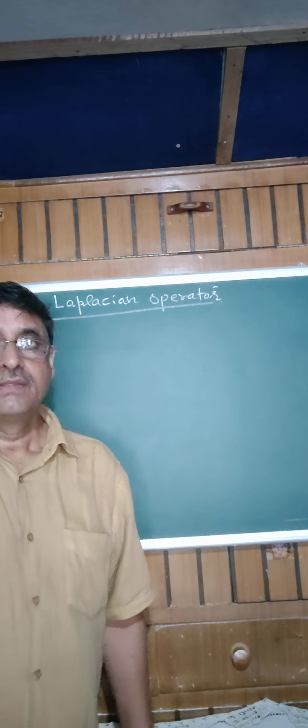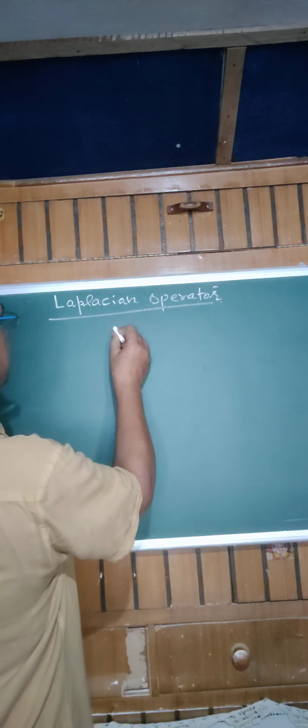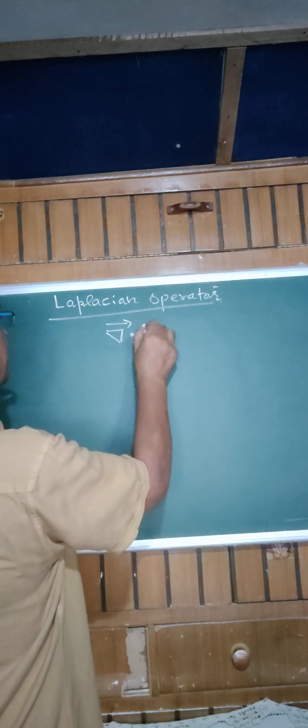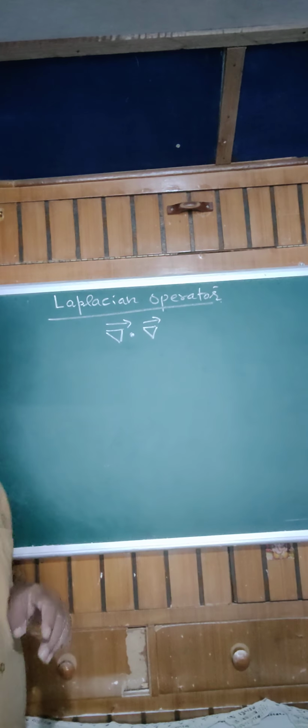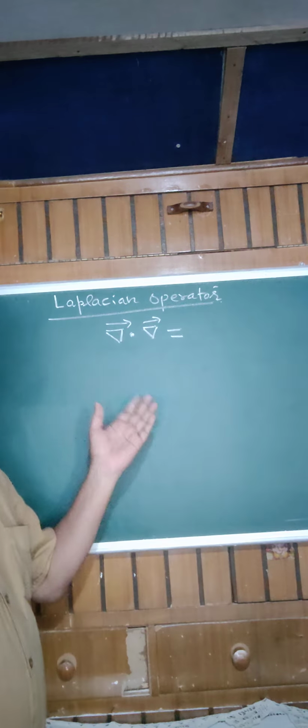Then the del has come to you. Then the next operator we will be talking about is Laplacian operator. So what do you mean by Laplacian operator? If you see this kind of thing, if we take the dot product of del operator with itself, del dot del, then what will be the answer? Del dot del will give you what? As it is, a dot a.